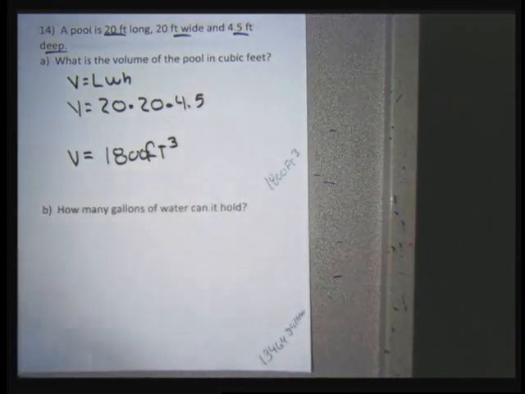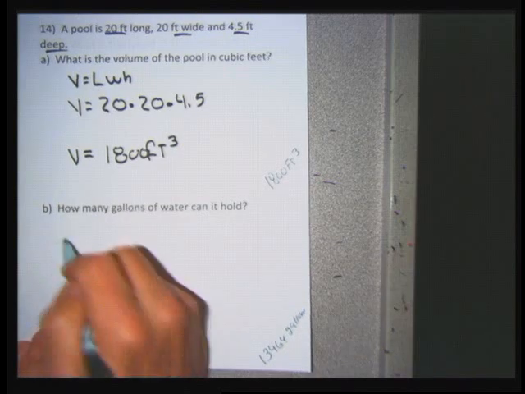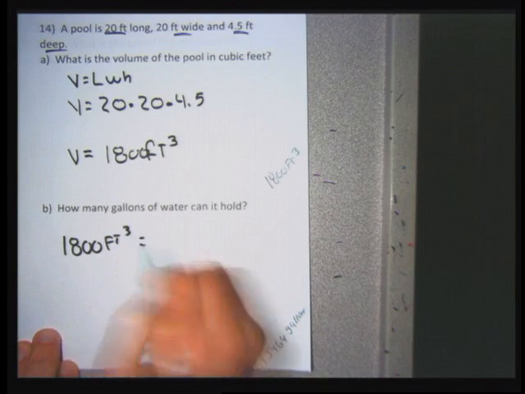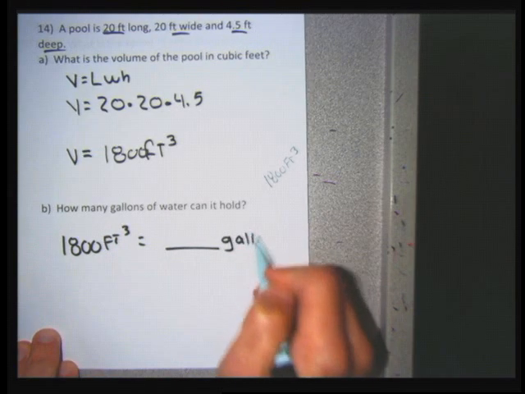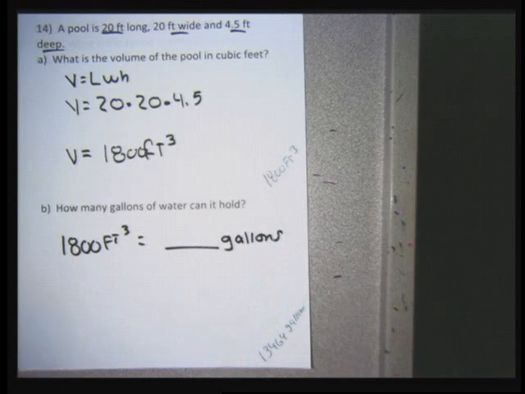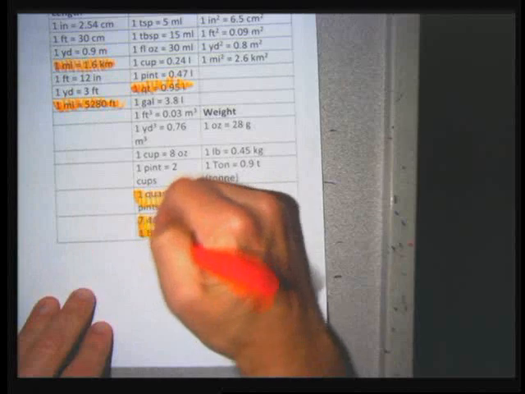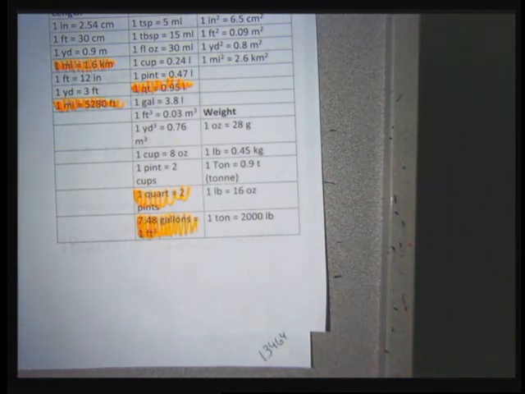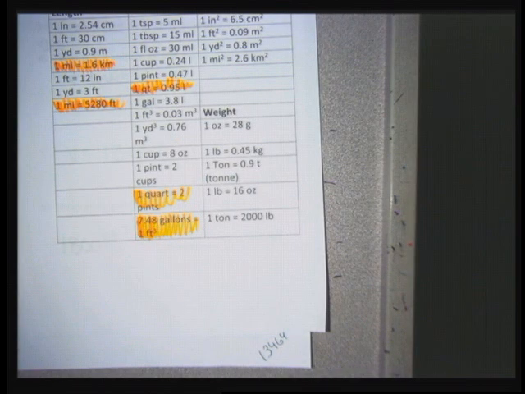Part B wants to know how many gallons of water it can hold, and what I need to do is change 1,800 cubic feet into gallons. I do that by using a unit that's given to me. The unit that relates gallons and cubic feet is 1 cubic foot is 7.48 gallons. I'm going to put the 7.48 gallons in the numerator because I want to end up with gallons. I'm going to put 1 cubic foot in the denominator because I want to get rid of cubic feet.